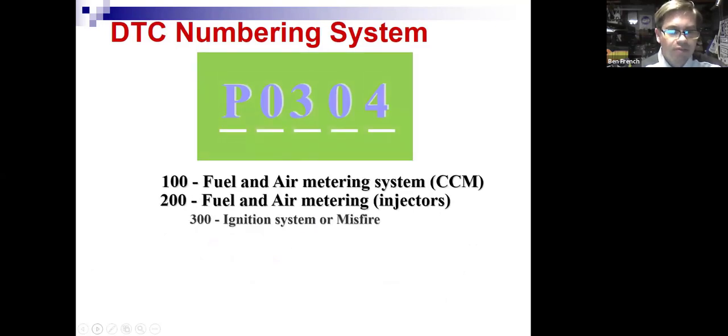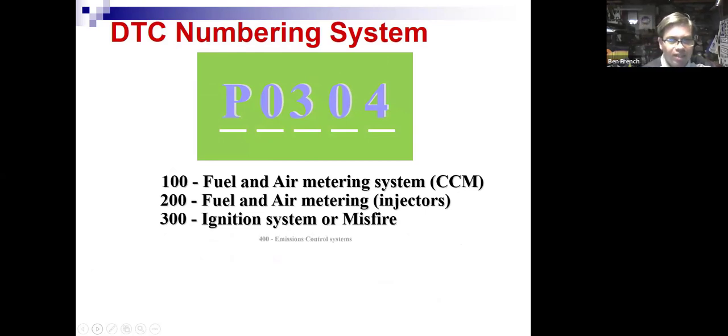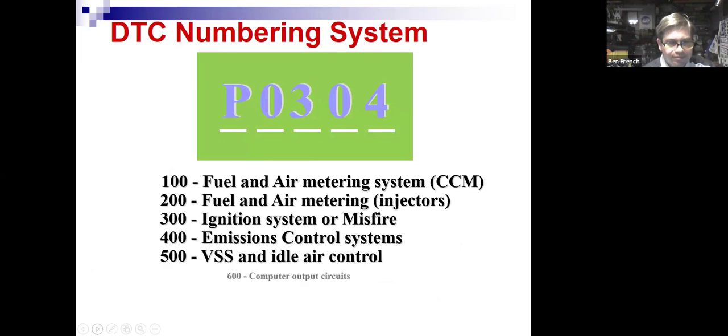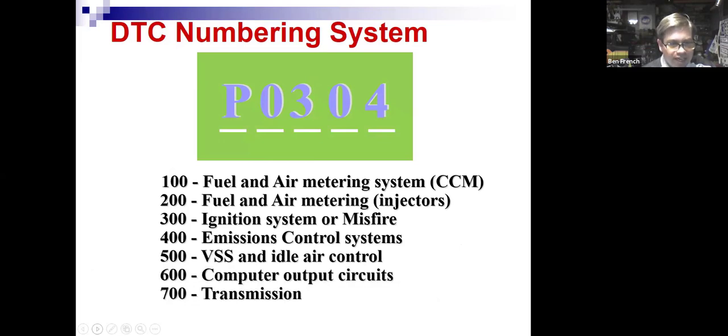We're going to start with this coding system, the diagnostic trouble code, DTC numbering system. This was another thing that was standardized with OBD2. Before, a code 45 on a Chevy would be something totally different on a Ford, and something totally different on a Toyota. They all had different code numbers that meant different things.